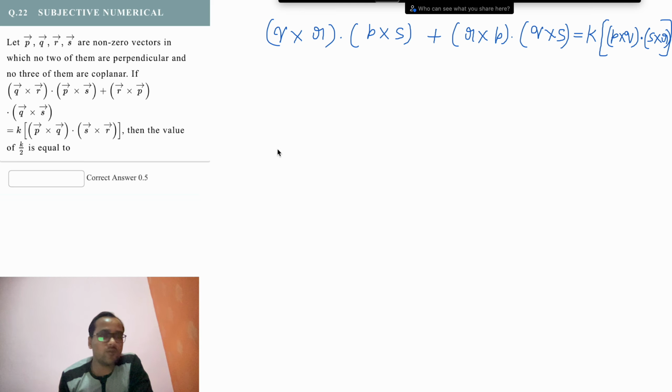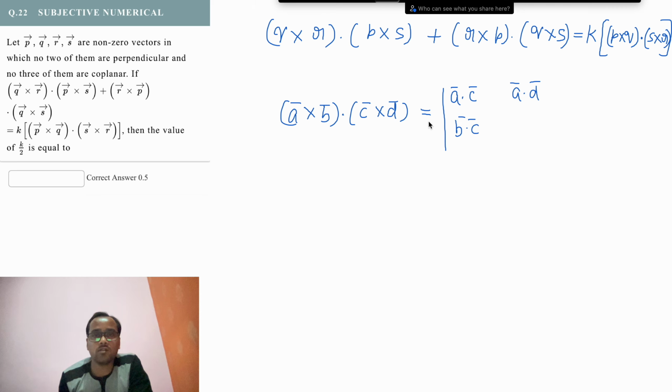See, before solving this question, let me tell you one formula. A cross B dot C cross D can be written as the determinant of A dot C, A dot D, B dot C, B dot D.